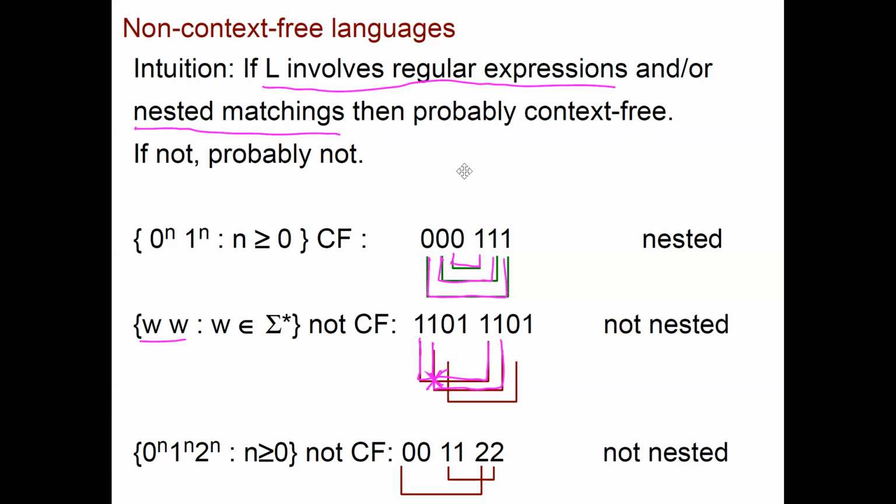And similarly, a language like 0 to the n, 1 to the n, 2 to the n, which seems very similar to this previous one here, is actually not context-free. Well, because this 0 has to be matched to these two here, and this 1 as well has to be matched here, so you will have a crossing.